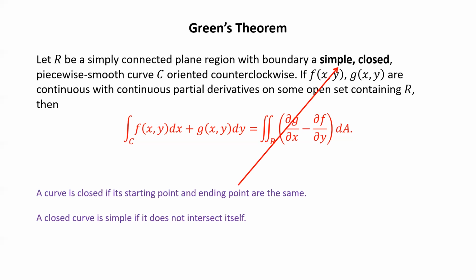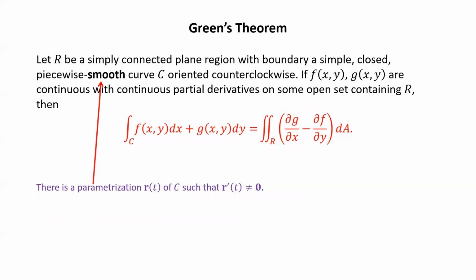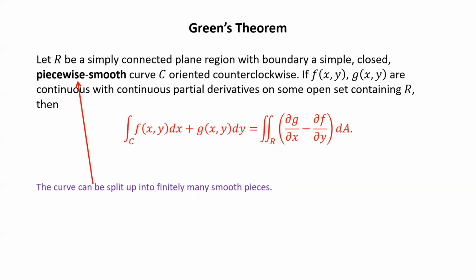When we talk about a simple closed curve, well, a curve is closed if its starting point and ending point are the same. And a closed curve is simple if it does not intersect itself. A curve is smooth if there is a parametrization r(t) of the curve such that r'(t) is not the zero vector. And a curve is piecewise smooth if the curve can be split up into finitely many smooth pieces.